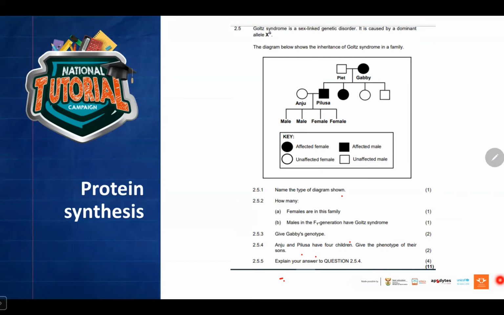So you can use the parents' names. You can either say Pelusa and Anju, or you could say mother and father. But let me read out what they wanted. They want you to say Pelusa is affected, or you could have just given the genotype of Pelusa, and Anju is unaffected with her genotype. The males will inherit the Y chromosome from the father, or from Pelusa, and they would inherit an X chromosome from Anju. And those X chromosomes inherited are unaffected. And there's where you would get your 4 marks from.